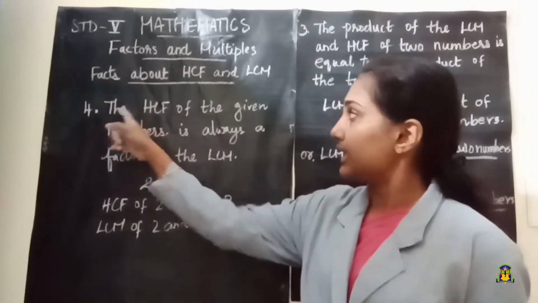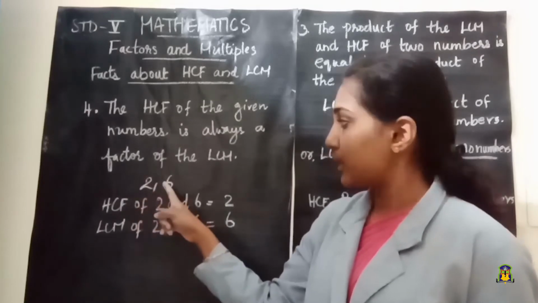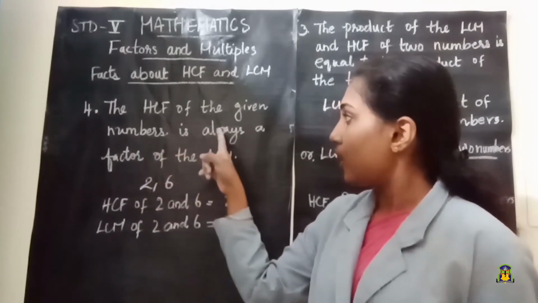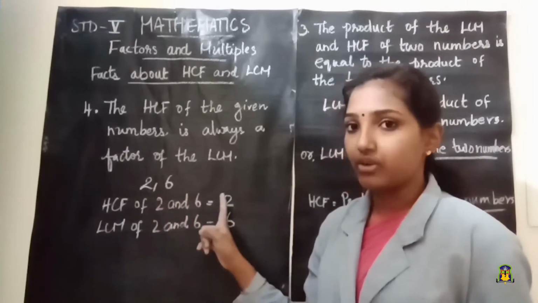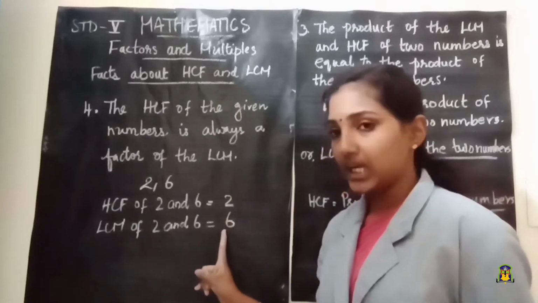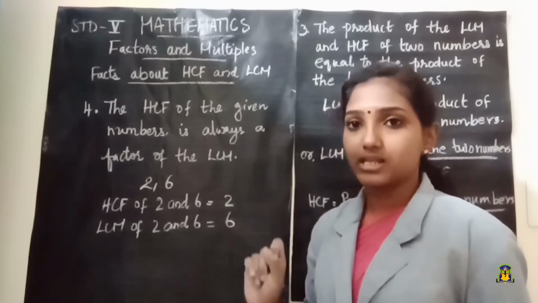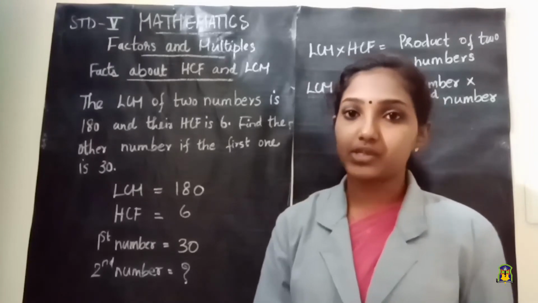That is given here. The HCF of the given numbers, the HCF of 2 and 6 is 2, and it is always a factor of the LCM. LCM is 6. Okay. So now let's work out a question based on these facts.